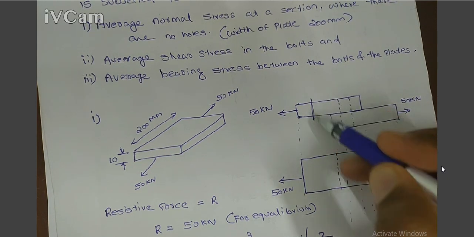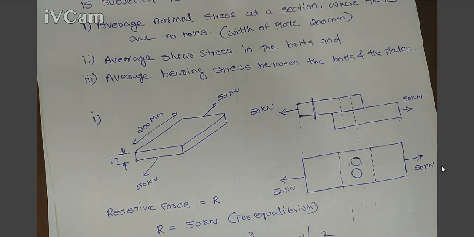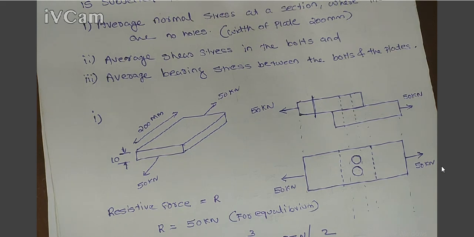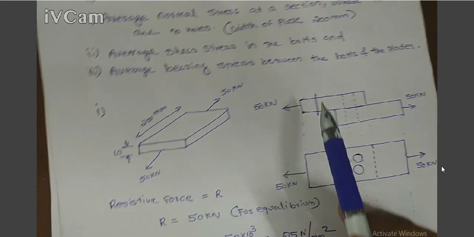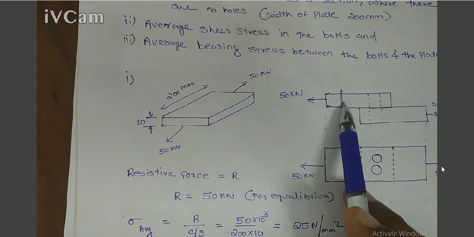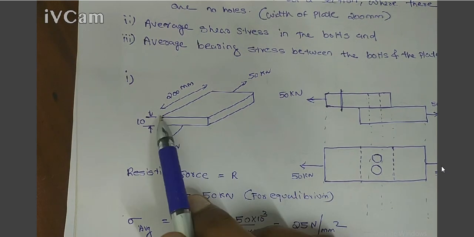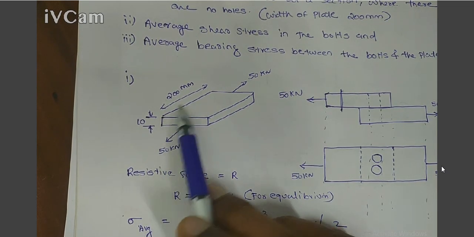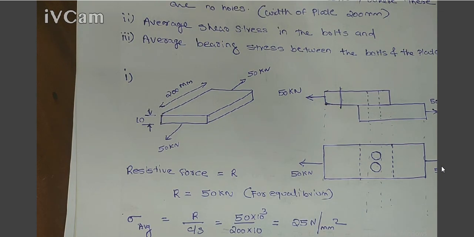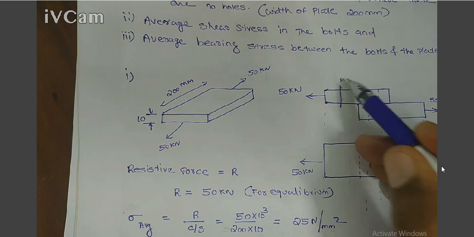So what is the stress here? That is the first question. And the width of the plate is also given, that is equal to 200 mm. So if we cut the section, this is the cross section. So 200 into 10, 10 is the thickness of the plate. So 200 into 10 is the cross section at that section.